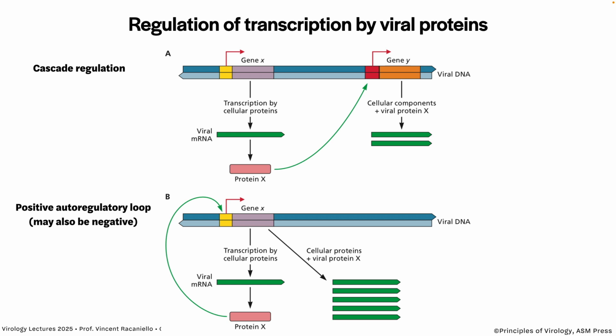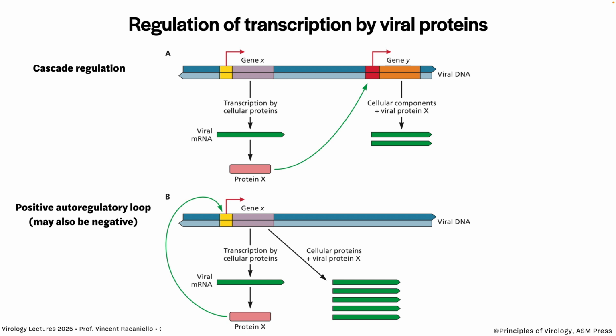And gene X is transcribed by cellular proteins. It's made into an mRNA. And that mRNA is made into protein X. Protein X is needed for transcription of gene Y. Gene Y will not be transcribed unless protein X is made. So it's a way of regulating gene Y.